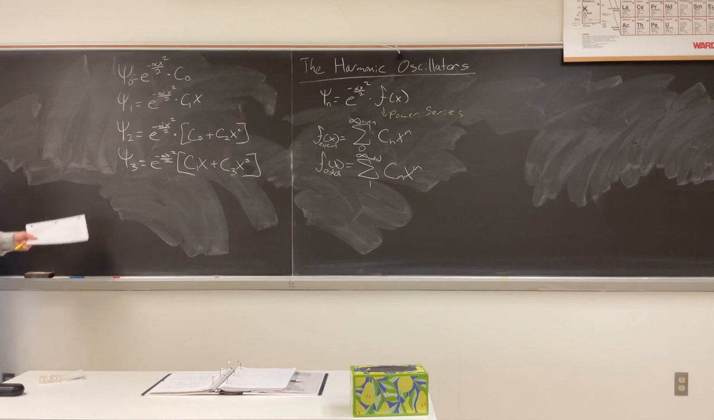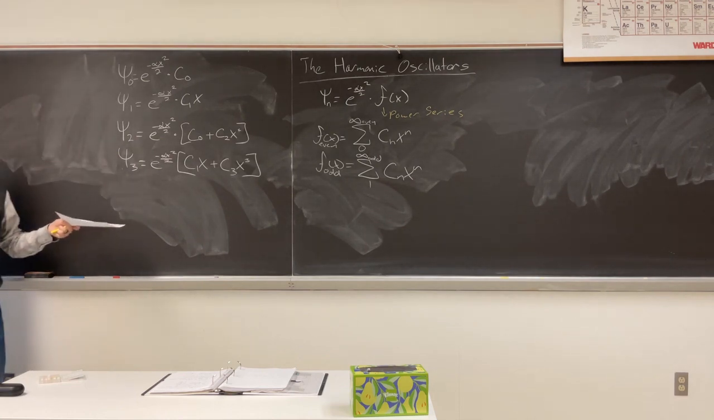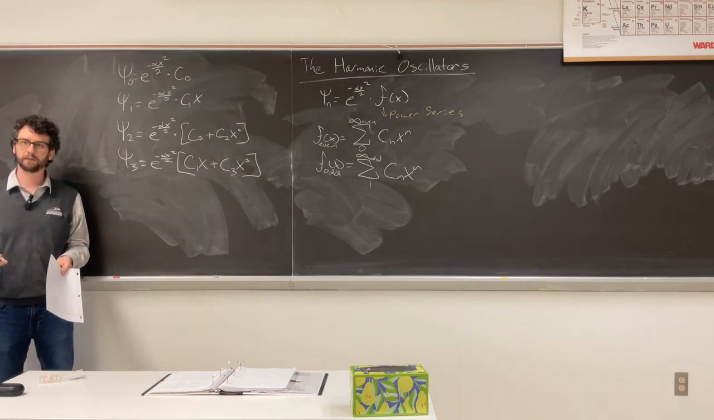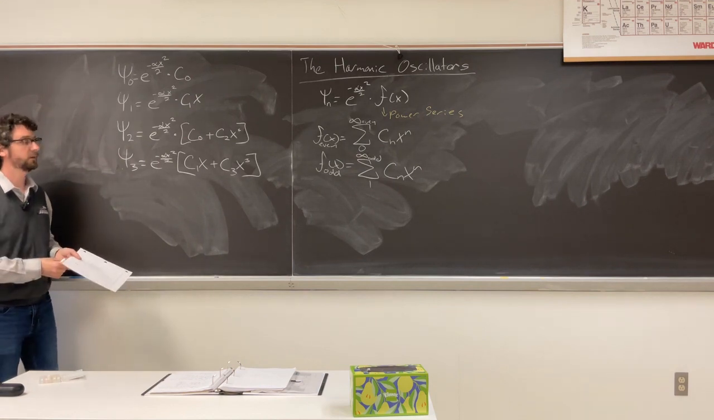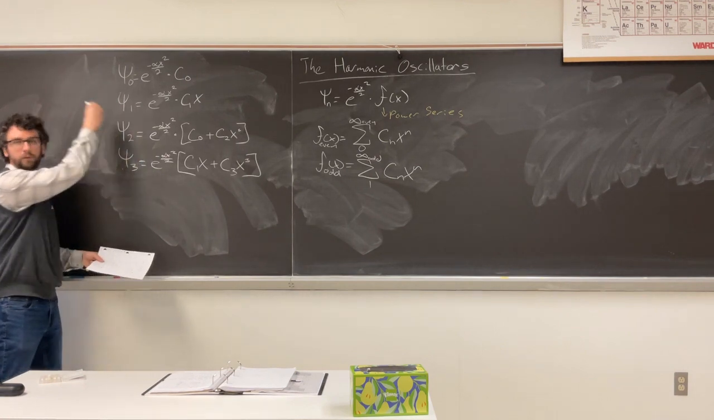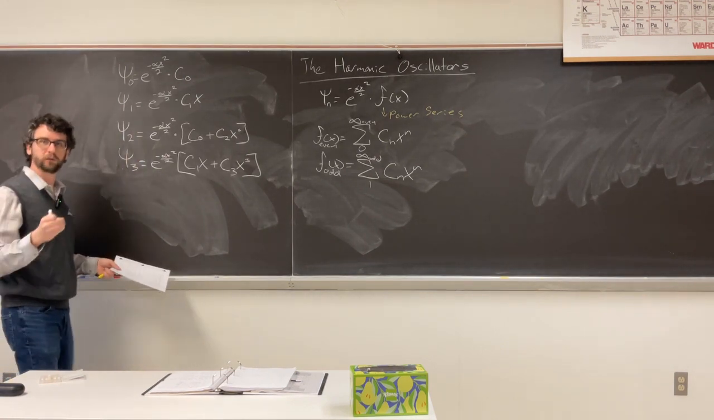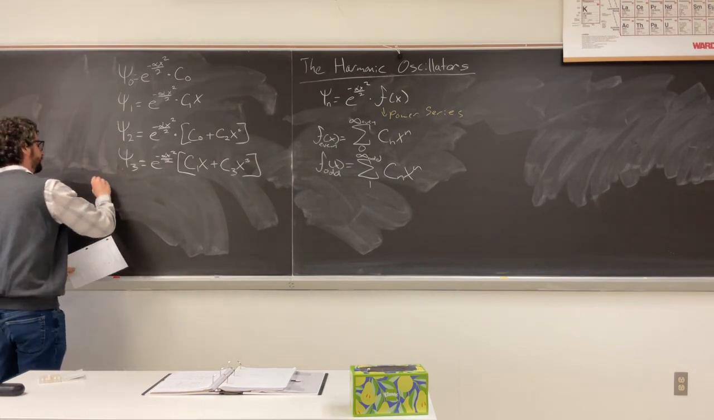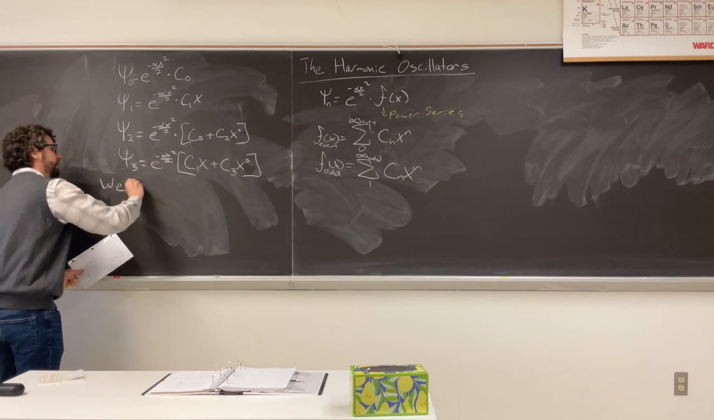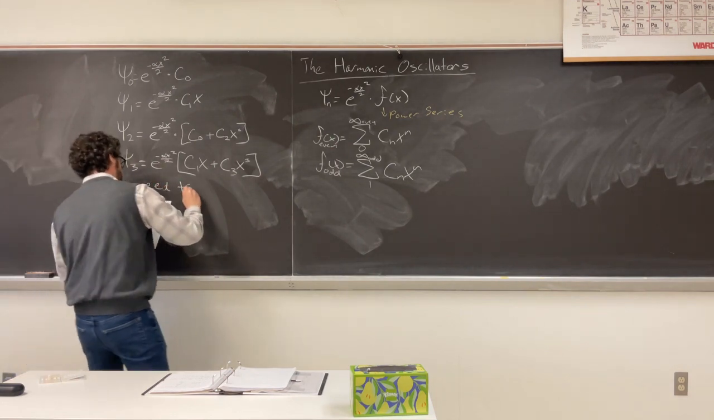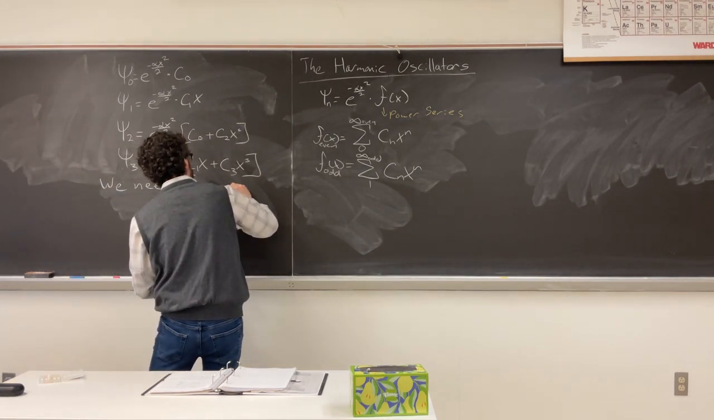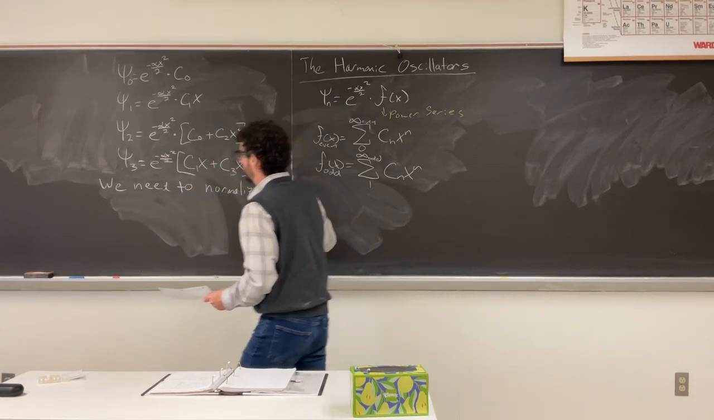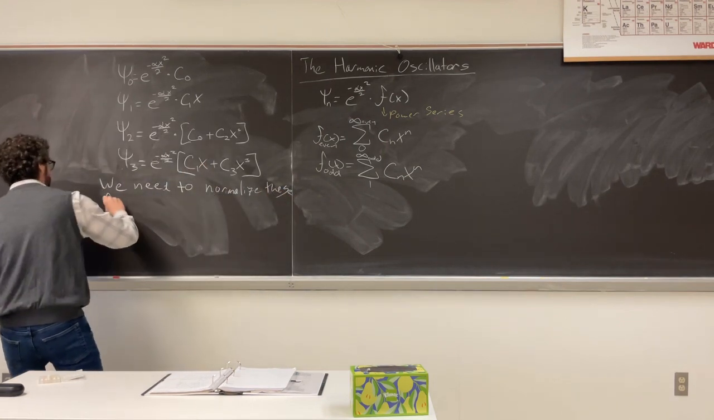Okay. So these wave functions right now are all unnormalized. How do you know that they're not normalized? What gives it away? No constant out front. If you see no constant out front, generally that means it's not normalized, so we need to normalize these functions.